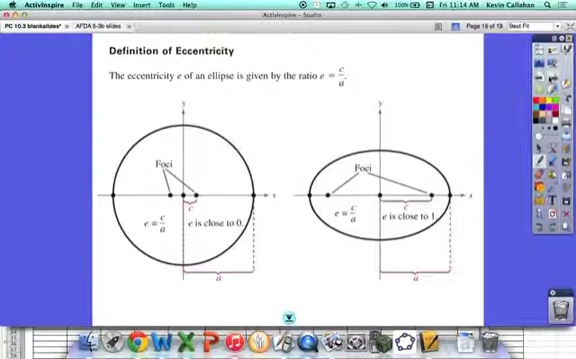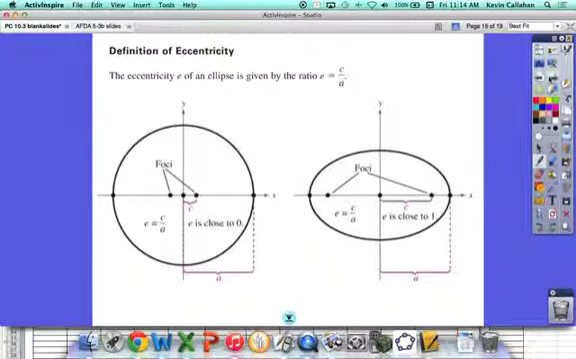You can notice that the closer the foci are to the center, that means the C is really small. And then when you divide it by the A, you're going to get a number that's really close to 0. The farther away from the center that the foci are, that means it's getting closer to the A, and the number approaches 1. Now, could it ever actually equal 1? No, it can't ever equal 1, but it can get close to 1. Could it ever equal 0? No, it's going to be somewhere in between the two.